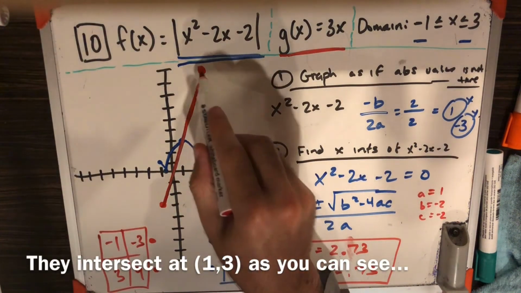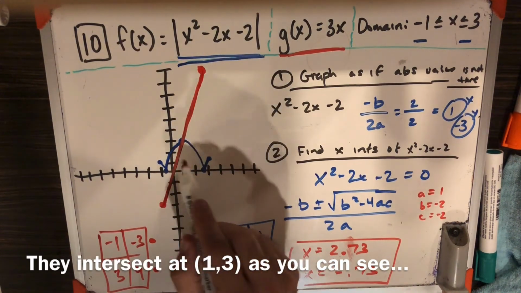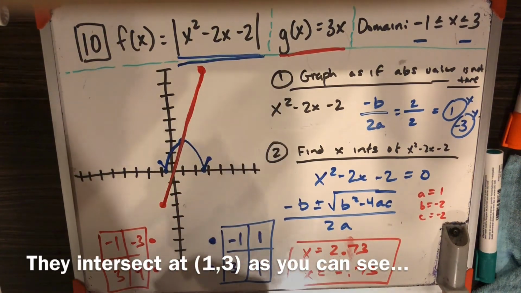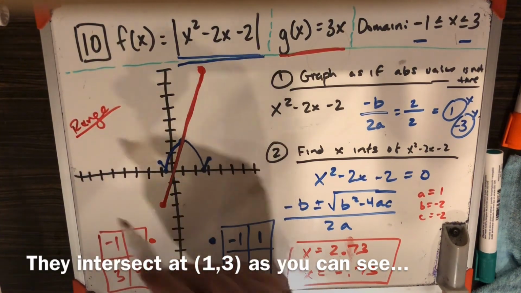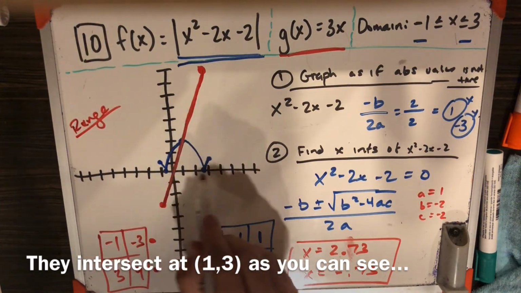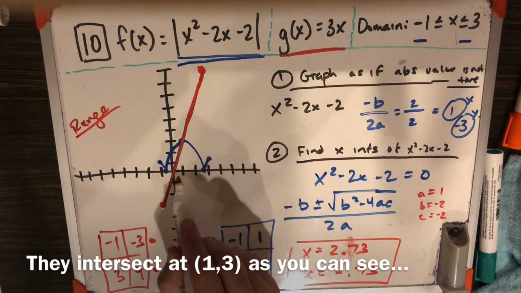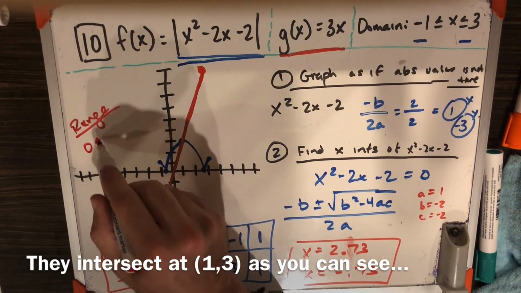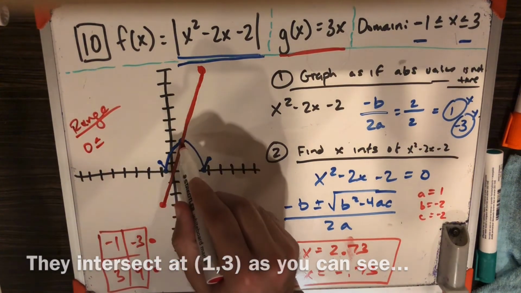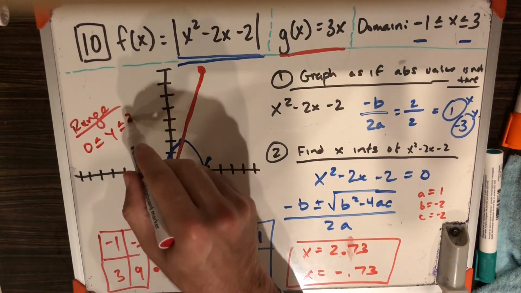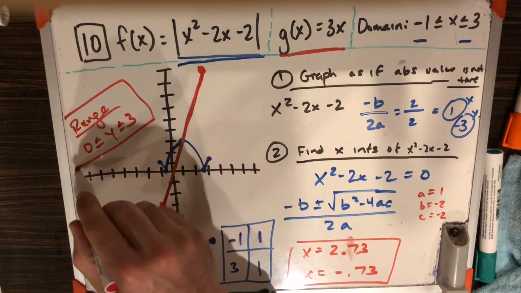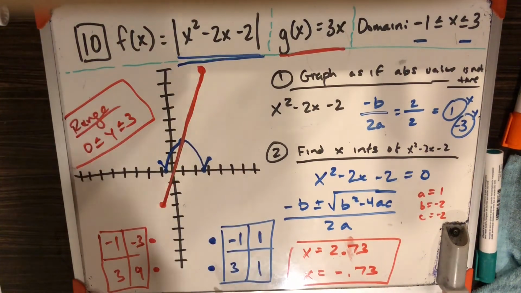It does ask you the range of this blue graph for your absolute value. Okay, so your range should end up looking like, well, the bottom of this, again, we're only looking at the blue one. The bottom of that should be 0. The highest it goes is 3. So the range of this should be from 0 to 3.